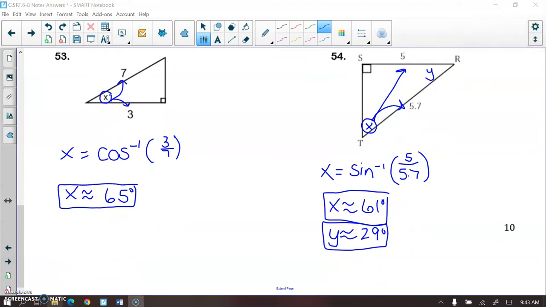All right, that brings us to the end of this trigonometry lesson.